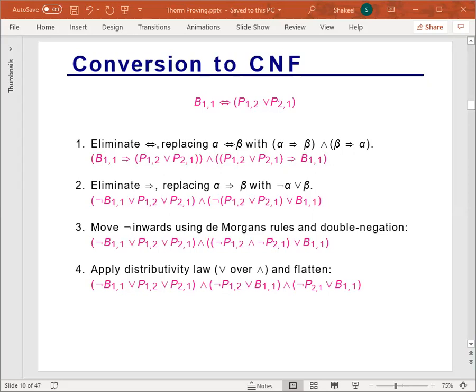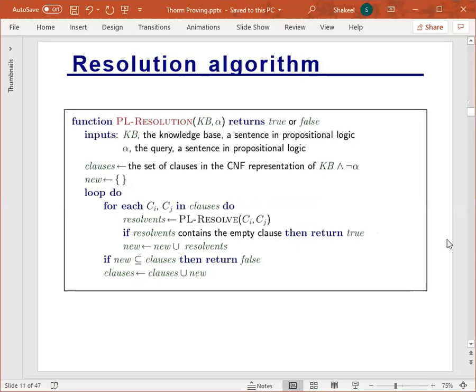Let's now examine the resolution algorithm that adopts a proof by contradiction. In other words, in order to know that the KB entails alpha, it is going to show that KB and the negation of alpha is unsatisfiable. Okay, so we have initially the knowledge base, we have alpha and this function.